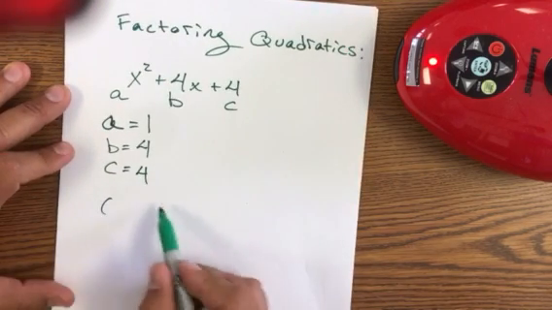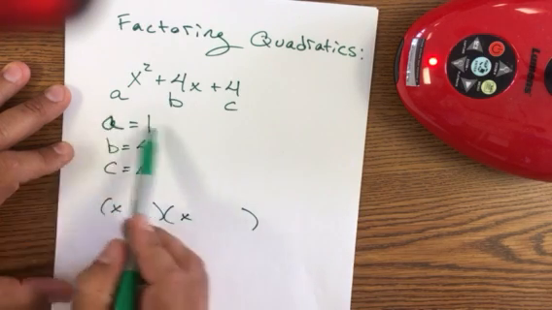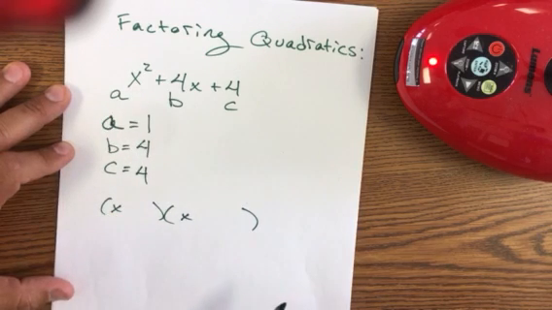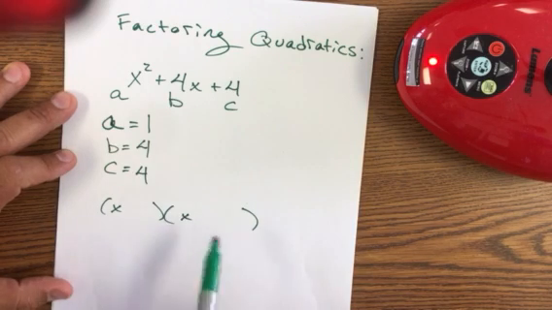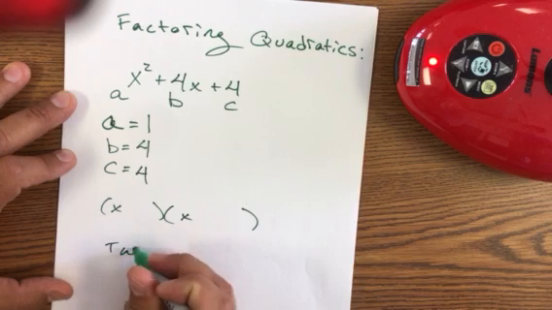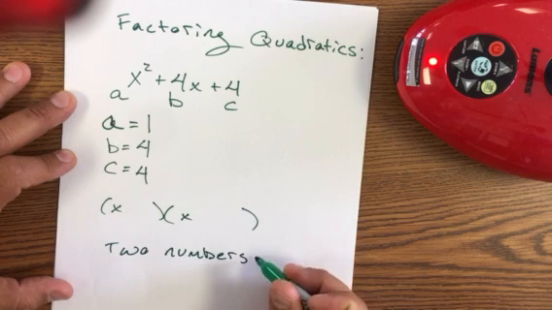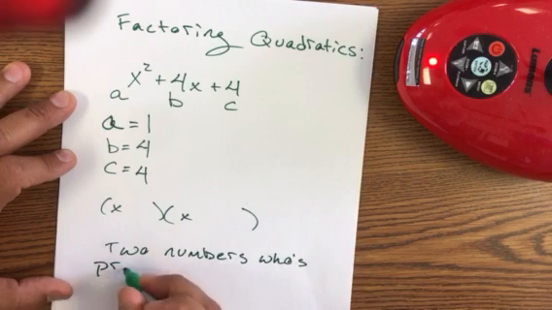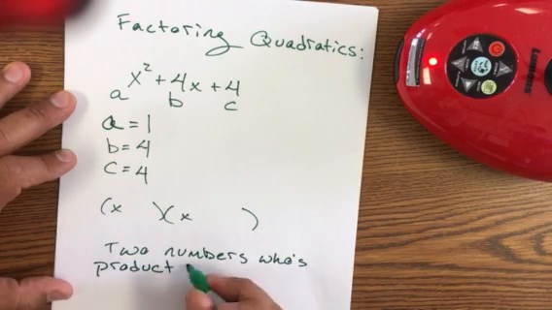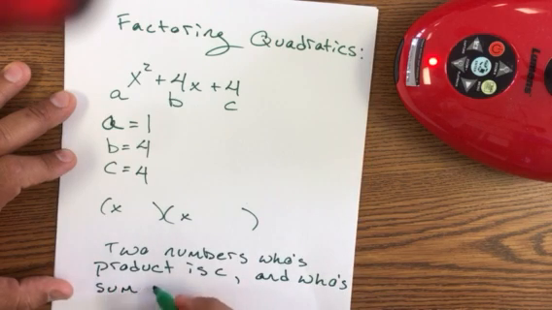So when I'm doing this, I can make 2 parentheses. I'm going to go x and x. Our leading coefficient, our A value, is going to be 1 all day today. So anytime that I'm starting with a 1, it's going to be x and x in here. Now I'm going to look for 2 numbers that multiply to C. So I'm going to say whose product, which means that you're multiplying, is C, and whose sum, which means we're adding them, is B.